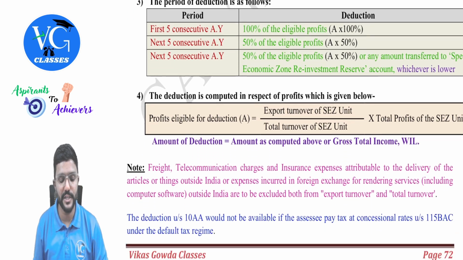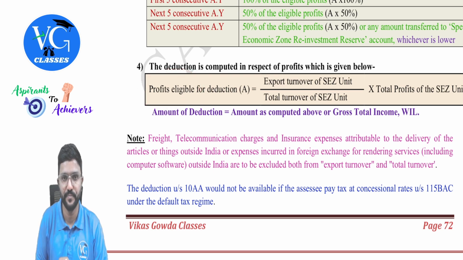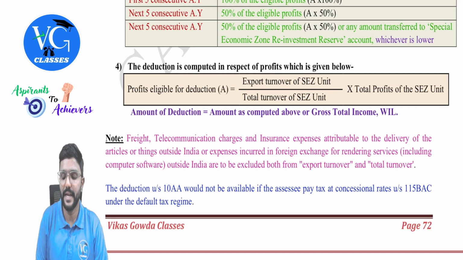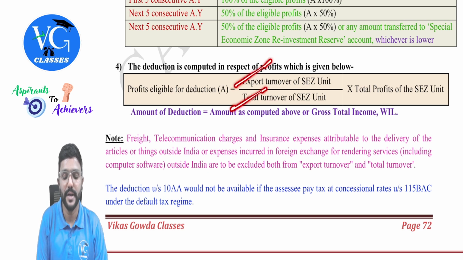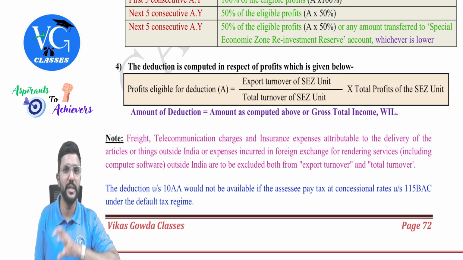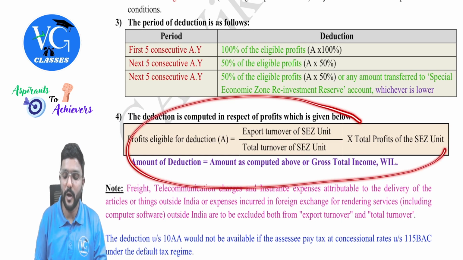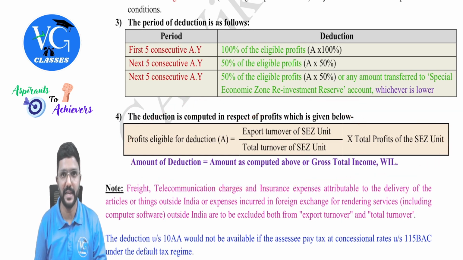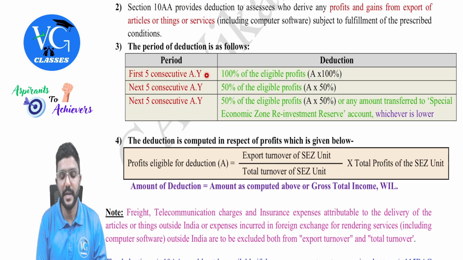So how do I do this calculation? First we need to calculate what is the eligible profit, which is nothing but export profit. How do I calculate it, sir? Take the total profit of the SEZ unit, multiply it with export turnover divided by total turnover of the SEZ unit. So you will get profit attributable to export business and take that above. So we will do this for all 15 years. For each year we will calculate it. Okay. For the first 5 consecutive assessment years, 100% of the eligible profit is allowed as deduction.